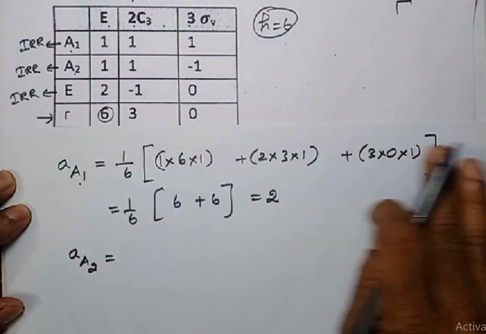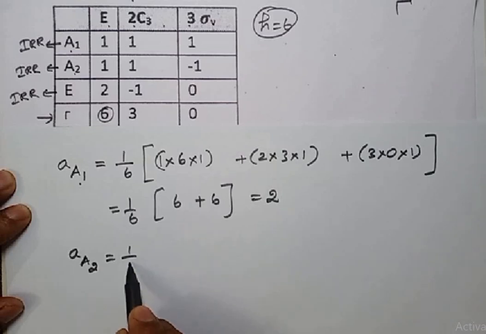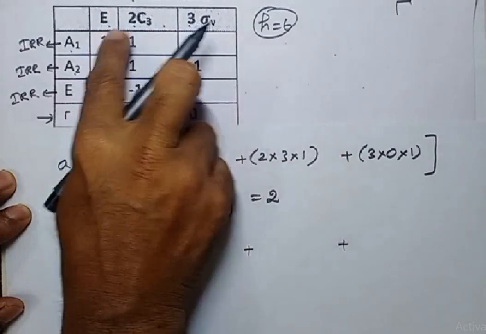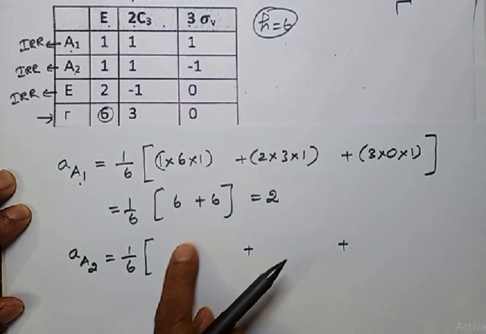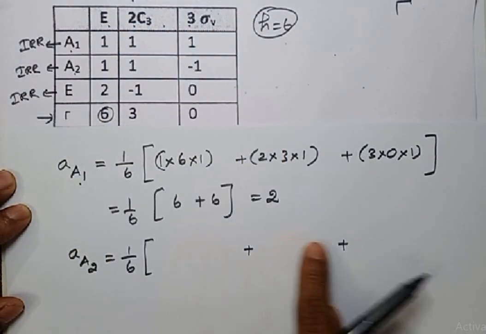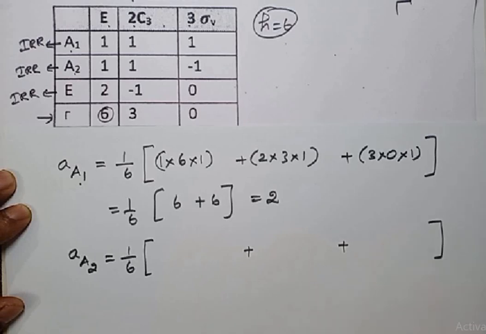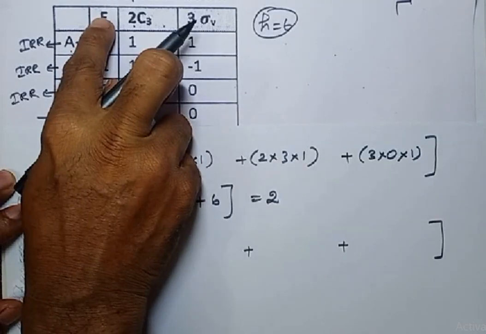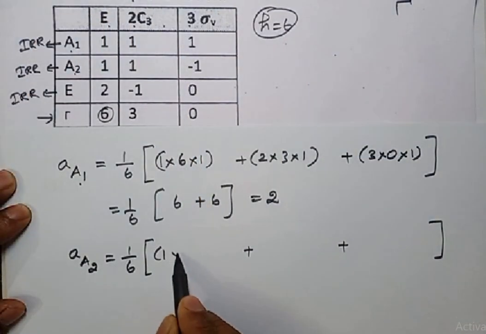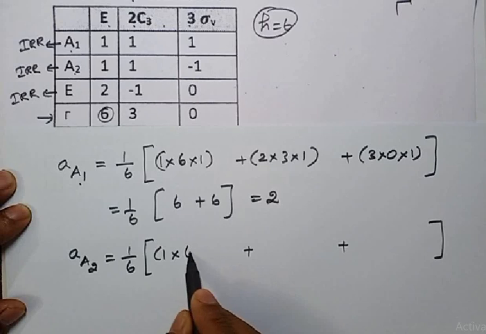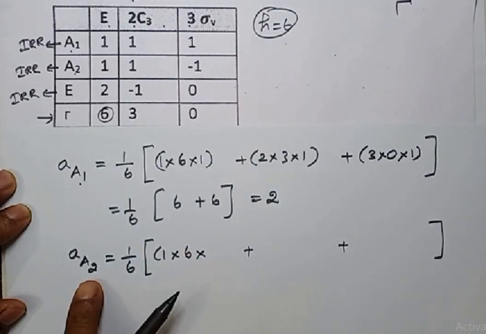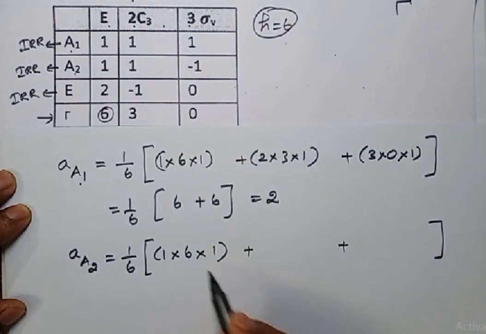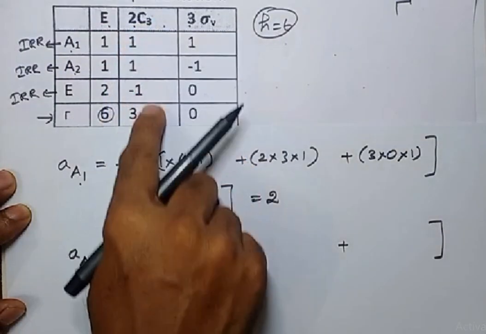We have to proceed in a similar manner. 1 by the order of the group, which is 6. We have three classes, so I'll put a plus symbol, and here I'm going to write class 1, class 2, and class 3. Now first I'll go to class 1. In class 1 I have only one operation, 1 into reducible character 6 into the irreducible character along A2, which is 1, plus, then let me go to class 2.